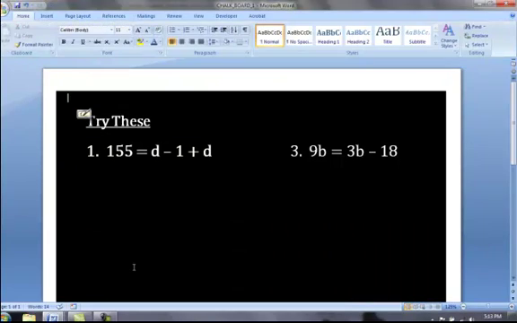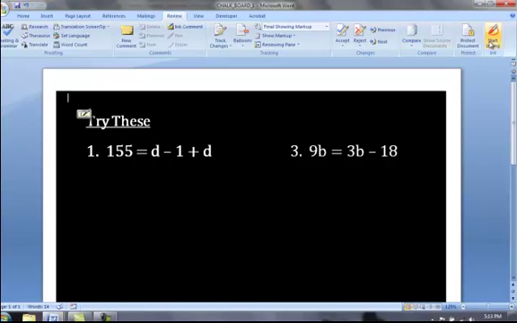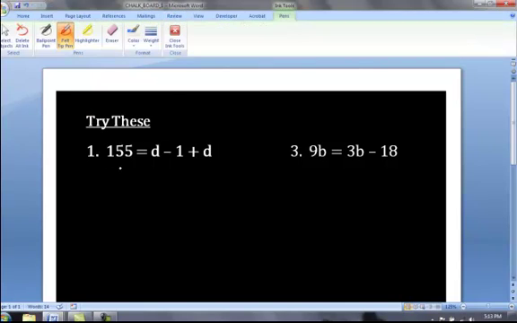Try these over here. Now, in this first one, you don't have any parentheses to worry about. But we need to look at each side and make sure it's completely simplified. Well, there's nothing to do with the left side, 155, but on the right side we have these d's. Remember, this is just 1d, and this is 1d. Well, we can combine those together. We have 1d plus 1d, and that's just going to give me 2d. So I'll have 155 equals 2d minus 1.